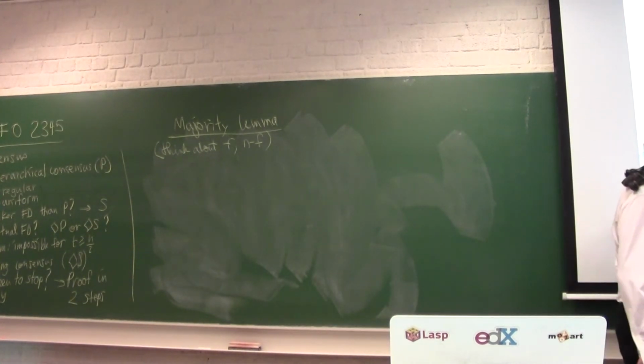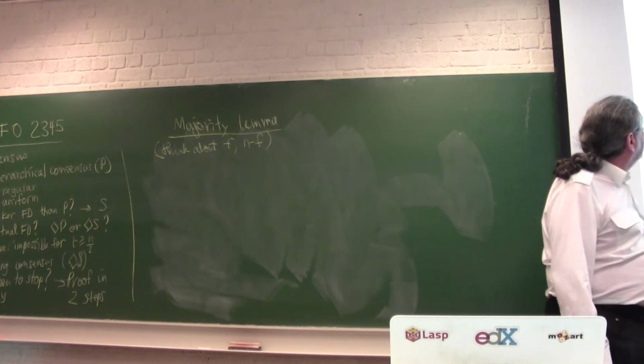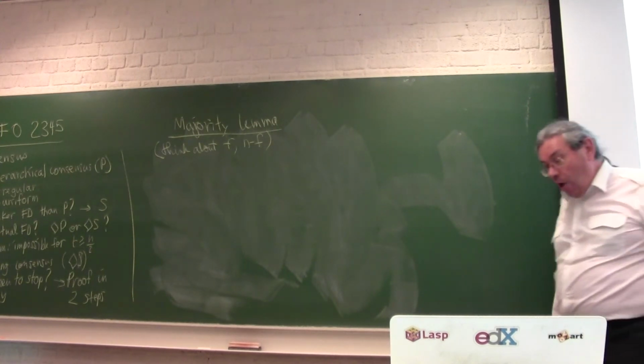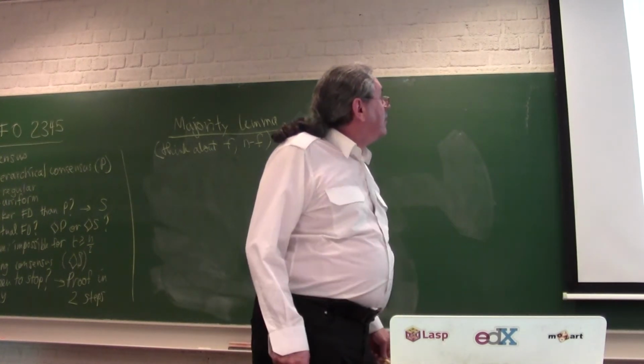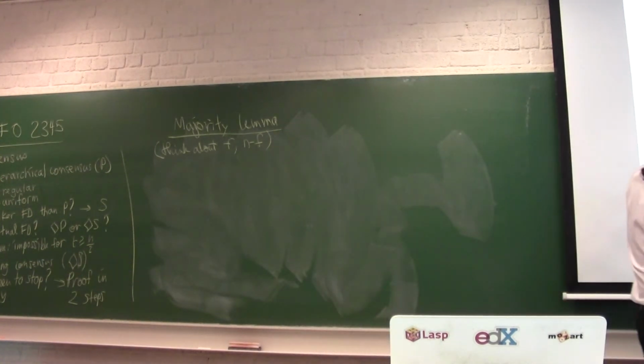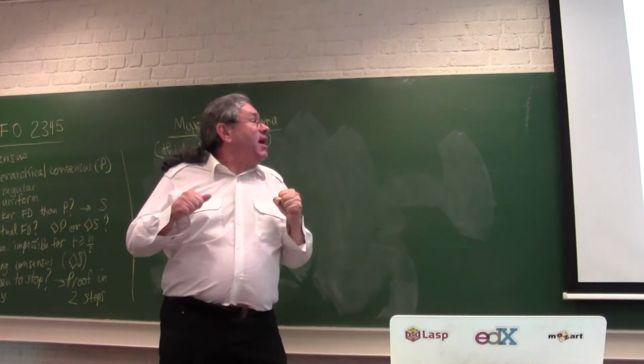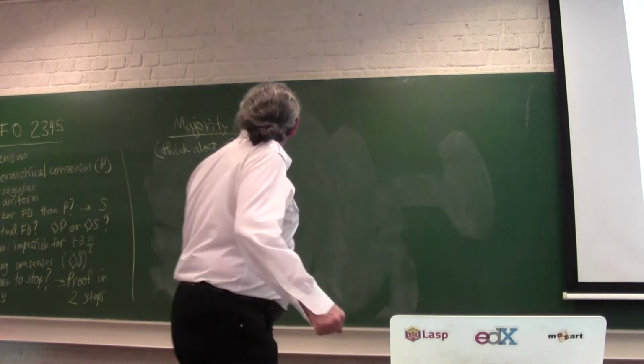If at least n minus f nodes vote v in a round, then in all the rounds after that, everybody will see a majority of v. There will always be a majority of v. So if n minus f somehow managed to vote v, it will be forever v.